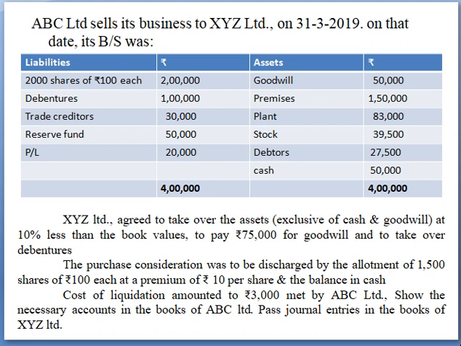is, ABC company is the transferor company and XYZ is the purchasing company, right? And the balance sheet is given. So the balance sheet is there, and check your adjustment. XYZ Limited agreed to take over the assets exclusive of cash and goodwill at 10% less than the book values.